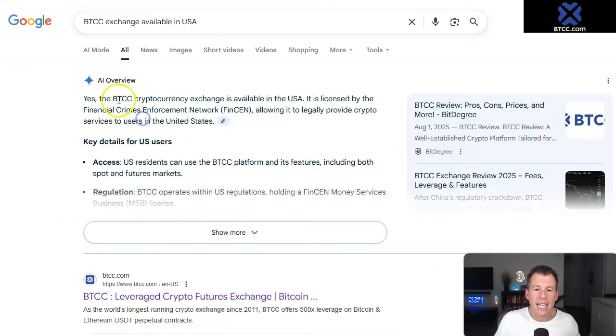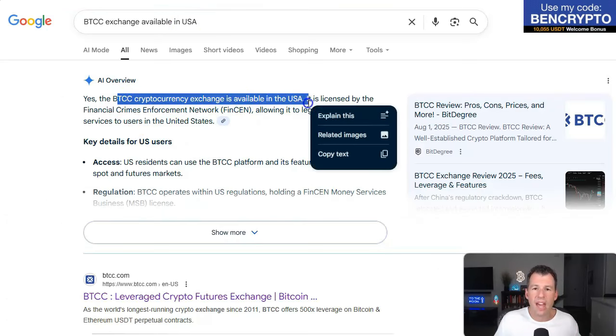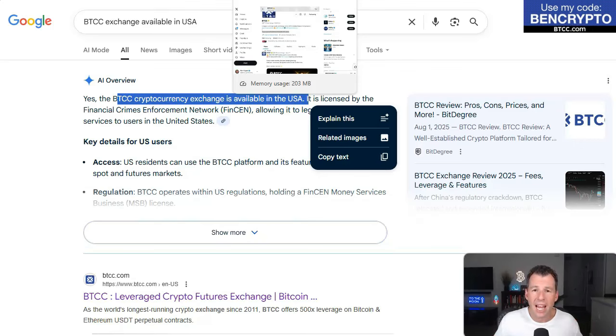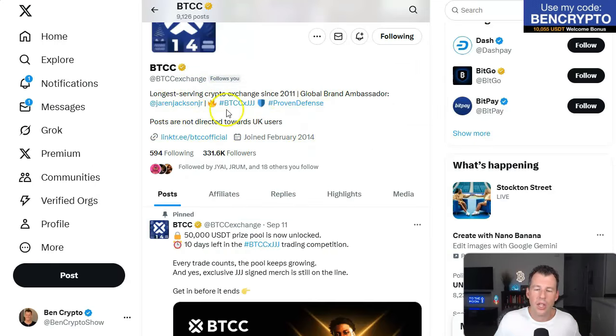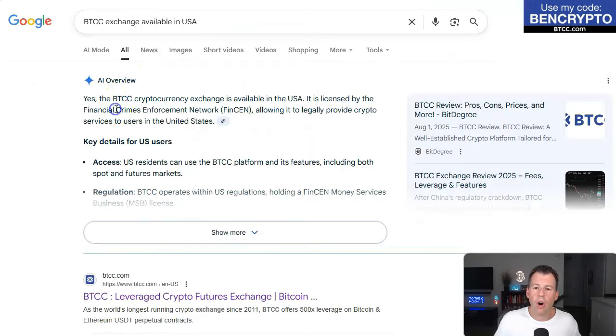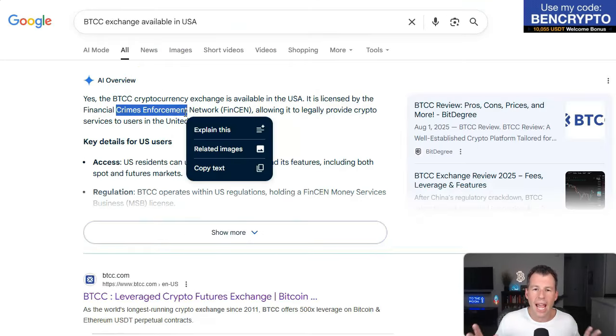And as mentioned in the beginning, yes, BTCC is available in the USA. I'm in the USA. I can use it. No VPN, no KYC is needed. Fully available for users in the USA. They're also basically available for everyone else in Canada and everywhere else in Europe. The only place they're not available at this point is the UK. But the bottom line is they have all the licenses needed. They are registered and everything.